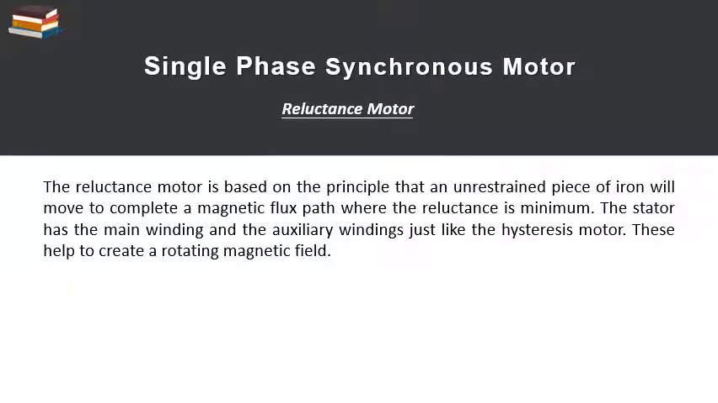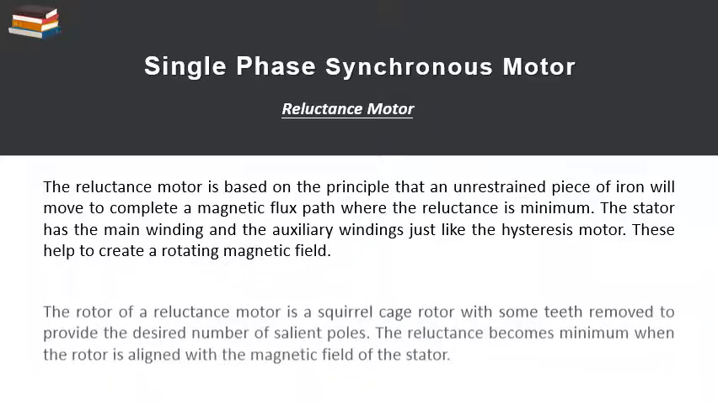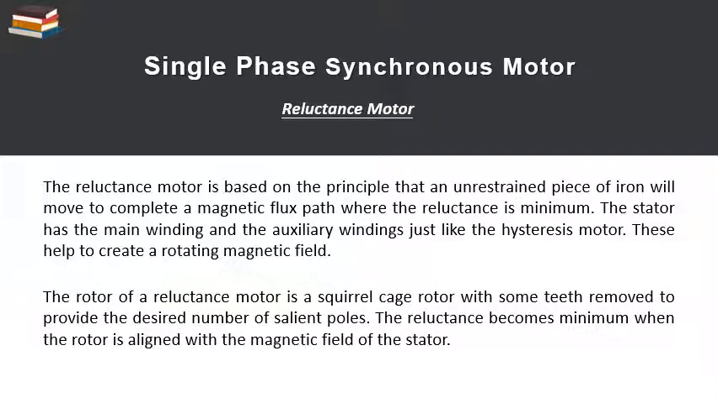Next one is a reluctance motor. The reluctance motor is based on the principle that an unrestrained piece of iron will move to complete a magnetic flux path where the reluctance is minimum. The stator has the main winding and the auxiliary winding just like the hysteresis motor. These help to create a rotating magnetic field. The rotor of a reluctance motor is a squirrel cage rotor with some teeth removed to provide the desired number of salient poles. The reluctance becomes minimum when the rotor is aligned with the magnetic field of the stator.